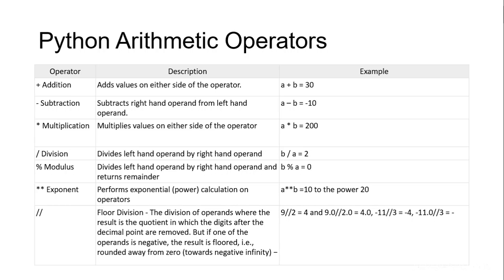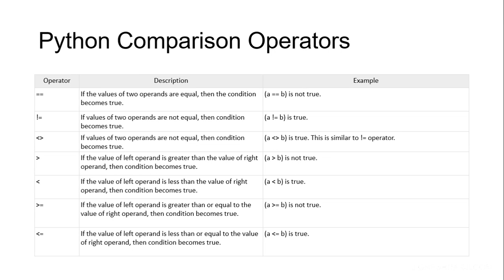We can practice by taking some variables, assigning some values to them, and simply printing the operations in the Python code. So the next operator type is the comparison operator.